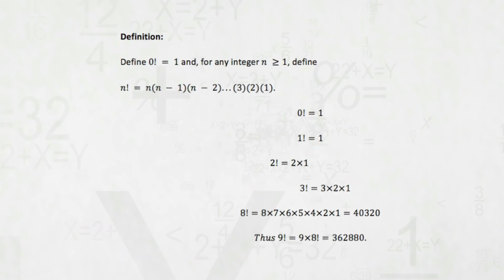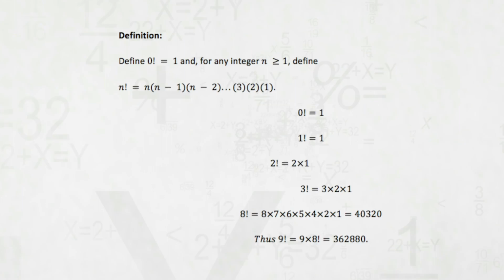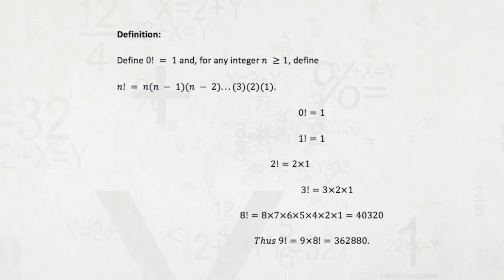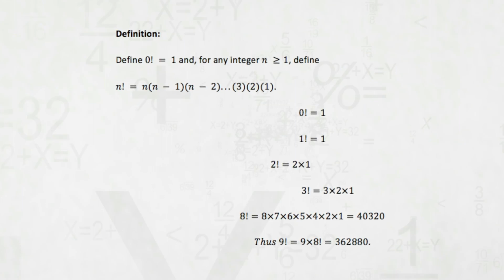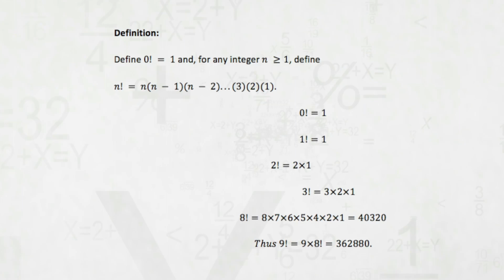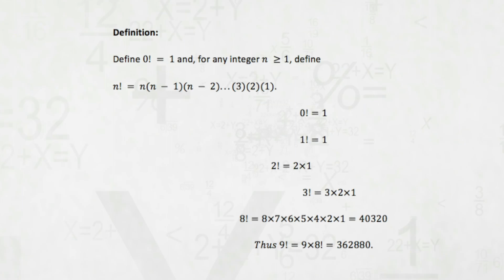Next, we shall see another definition, that is, we are going to define factorial now. The notation we are going to use is the exclamation symbol. So 0 factorial is defined as 1, and for any integer n greater than or equal to 1, we define n factorial to be n multiplied by (n - 1) multiplied by (n - 2), etc., up to 1. That is, you start from the given number and decrease the product until you reach 1. For example, 3 factorial is 3 multiplied by 2 multiplied by 1.